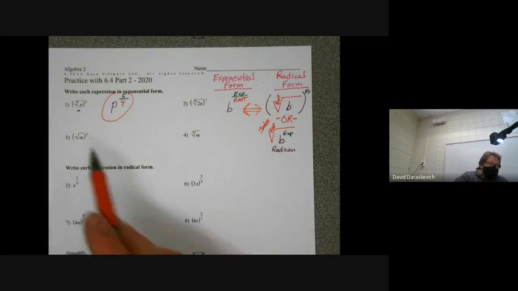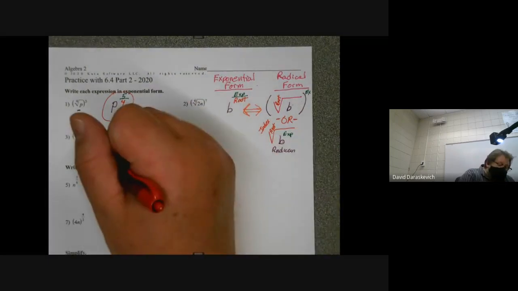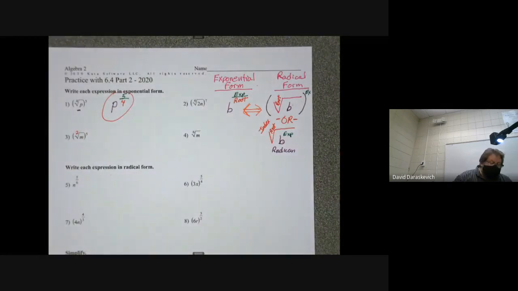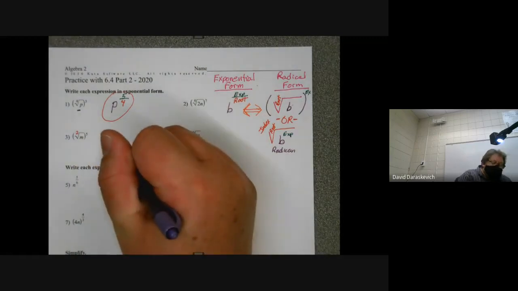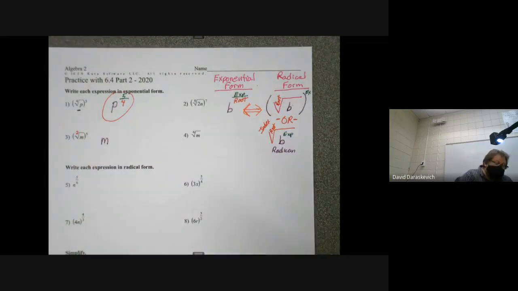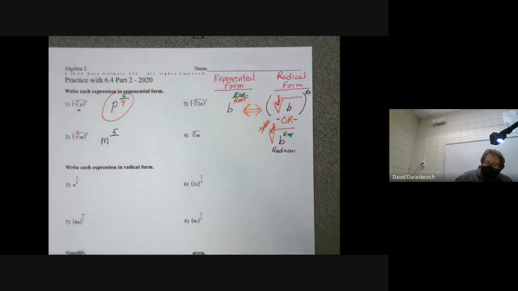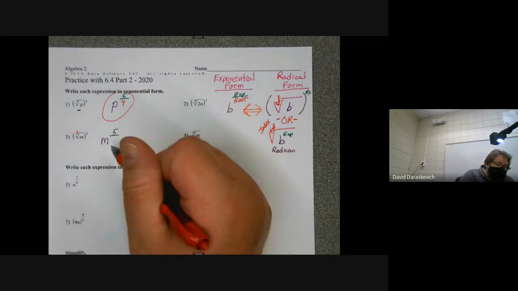So let's do number 3. Again, if there's no root there, it's 2. So my base is m. My exponent goes on top of the fraction is 5. And my root is 2.